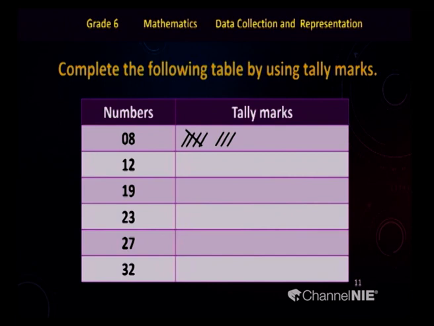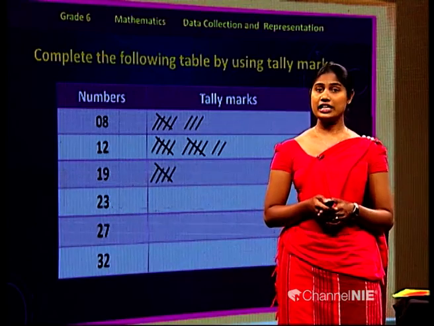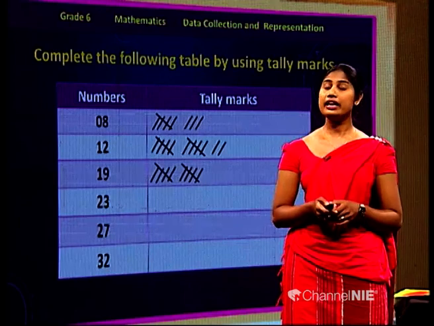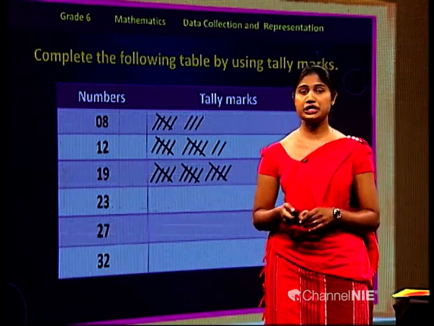That means 5 plus 5 plus 2. 5 plus another 5 tallies, then another 2 tallies there. Then 19. Okay, guess how to do it, children. 19, that is 5 plus another 5, that is 5 plus 5 is 10 tallies there. Then another 5 tallies, that is 5 plus 5 plus 5 is 15.